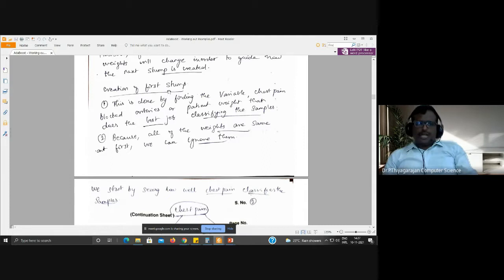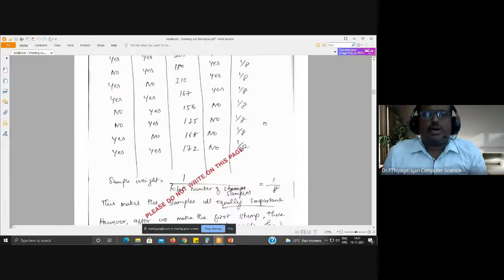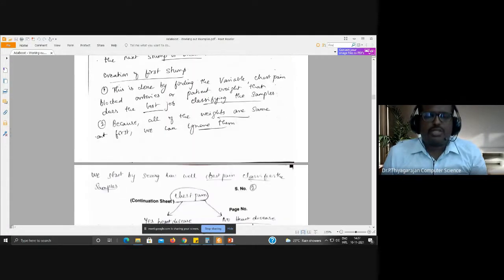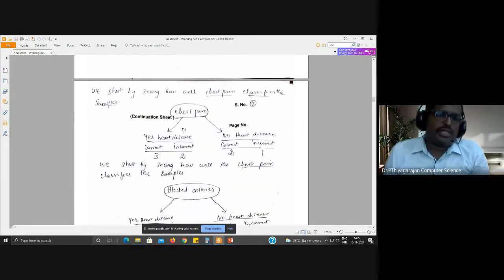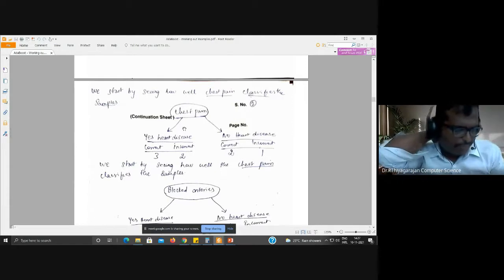We have to find the first stump by looking at the variable, chest pain, blocked arteries, or patient weight, that does the best job in classifying the samples. Now, if you look at the data set, all the samples have equal weight. Since all the weights are the same at first, we can ignore them. We start by seeing how well chest pain classifies the samples. Look at chest pain. What are the 2 different values in the chest pain? Can you look into the data set and tell me what values are present in the chest pain?